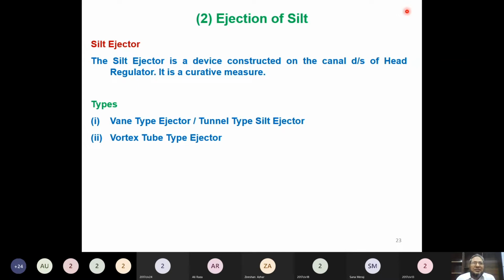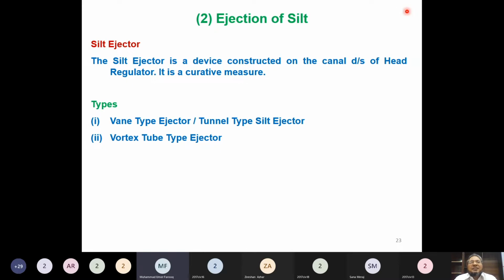So how much do we keep the discharging capacity of the silt excluder? Please tell me. So 20% of discharge. Of what discharge? 20% of its discharge. Of river discharge? Why? 20% of the discharge of the canal, whatever the canal discharge is, 20% of it is supposed to enter through these silt excluders, which are basically tunnels.